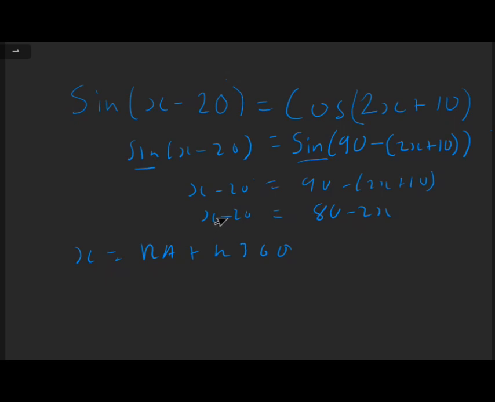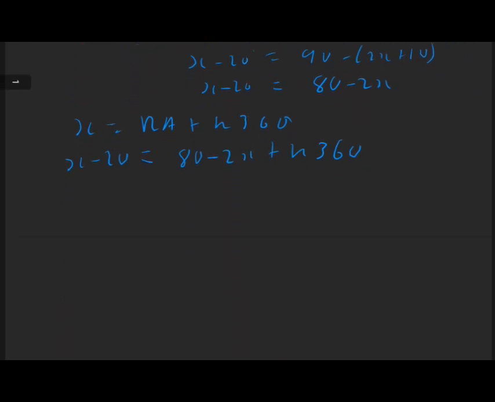So you take this as your x, right? So this is going to be x minus 20 is equal to, and then what's on the right hand side, you take it as your reference angle. So this is going to be 80 minus 2x plus k 360, right? And k is an element of integers. So we take this to this side of the equation. So now it's going to be 2x plus x, or x plus 2x, right? So it's the same. We take this to this other side of the equation. We have 80 plus 20 plus k 360, right?